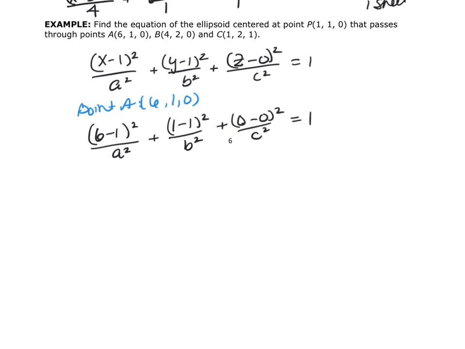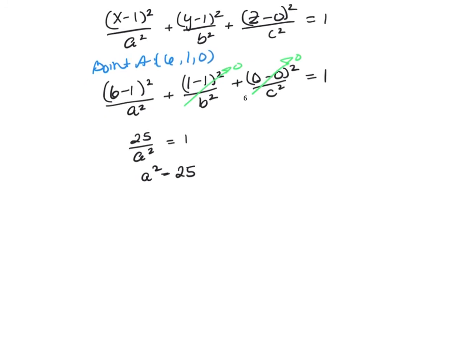So what I end up with is this obviously goes to 0, and this one goes to 0. So I'm going to end up with 6 minus 1, which is 5 squared, so 25 over a squared is equal to 1. So I know that a squared is equal to 25. Anyways, moving on. We've now found a squared. Let's look at our next point. So now we're going to look at point B.